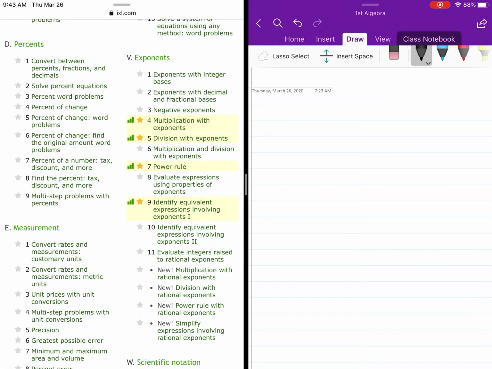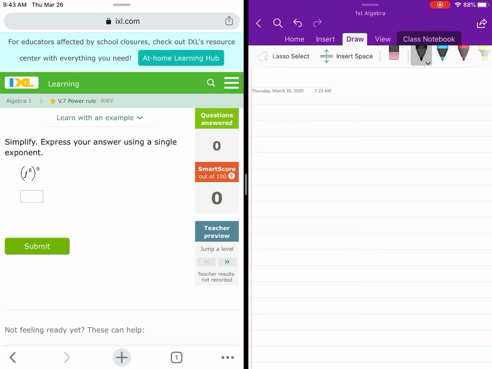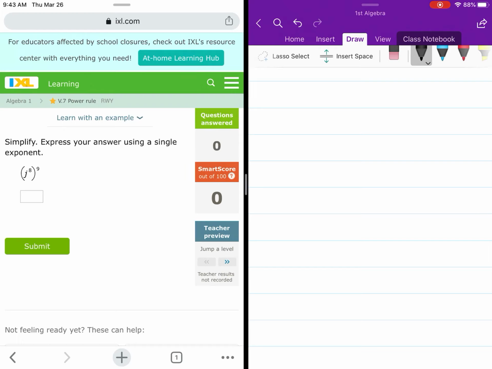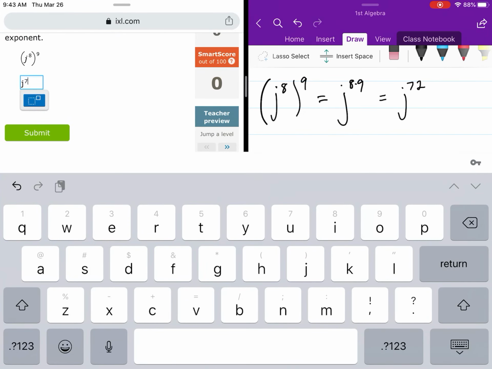Alright guys, so the next topic we're going to be working on in IXL is V7, which is the power rule. Anytime you have one variable with two exponents next to each other, you have to multiply those exponents. For example, here I have J to the 8, in parentheses, to the 9. That's going to give me J to the 8 times 9, no longer the parentheses. And 8 times 9 gives us 72. So that's going to be my answer there, J exponent 72.